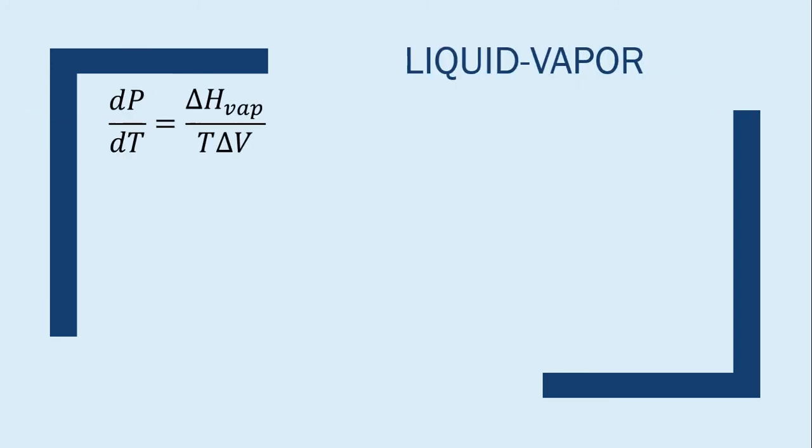Now, let's analyze the liquid-vapor boundary. For this process, the enthalpy used is the one of vaporization, which is positive because it is an endothermic process. The change in volume is large and positive, because the component in the liquid phase has a fixed volume, whereas in the vapor phase, the component occupies the whole space where it is contained. So, the slope of the boundary is positive, but not as large as in the solid-liquid boundary.